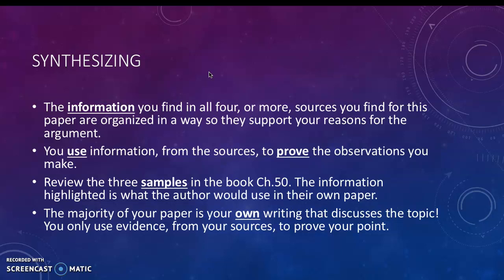The information you find, you need 4 or more sources for this research paper. So the information you find in all those sources is organized in a way so it supports your argument, your reasons for the argument. You use information from the sources to prove the observations you make. Review the 3 samples in the Norton Field Guide book, chapter 50. The information highlighted is what the author would use in their own paper. That's how they're synthesizing that information into their own work.